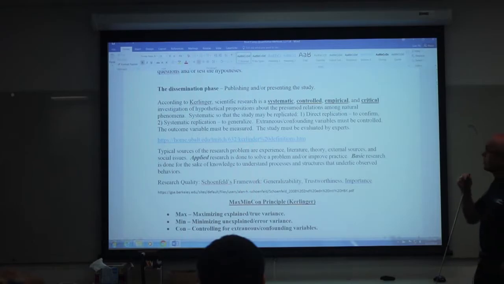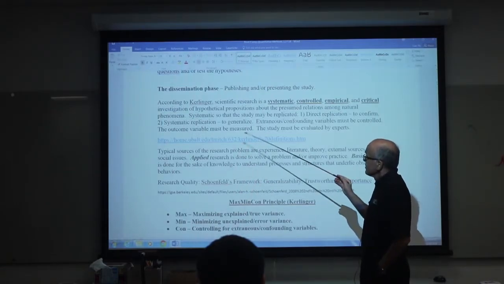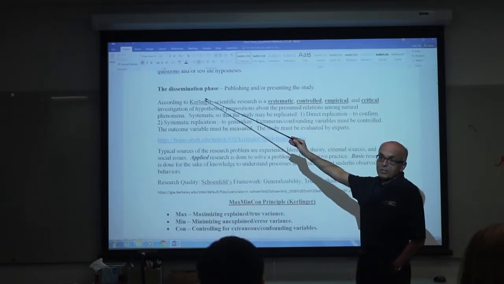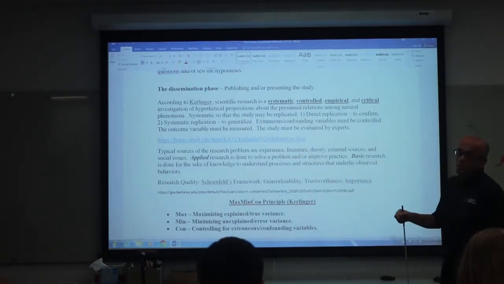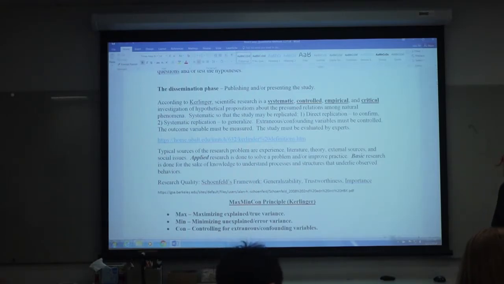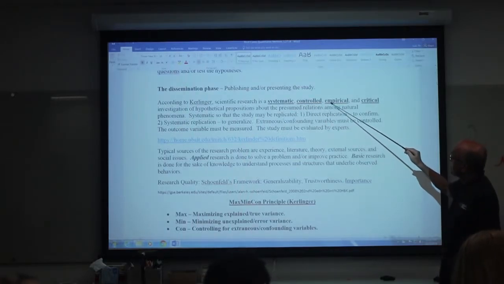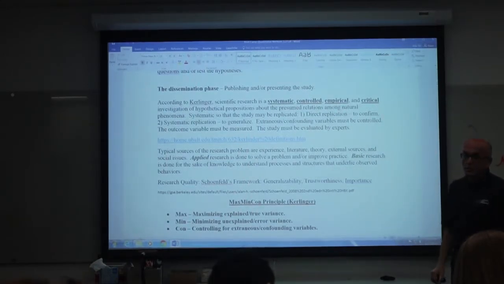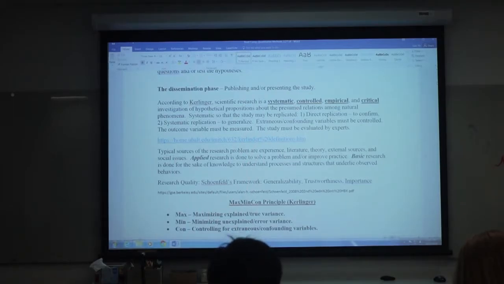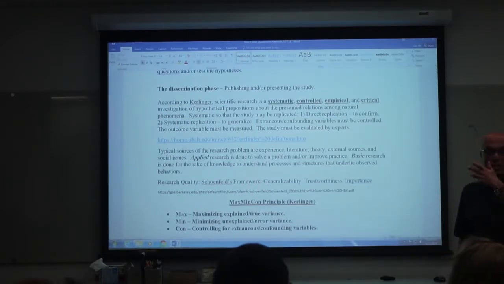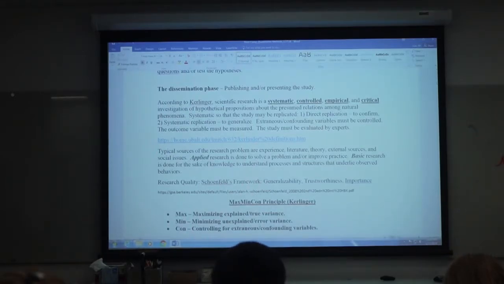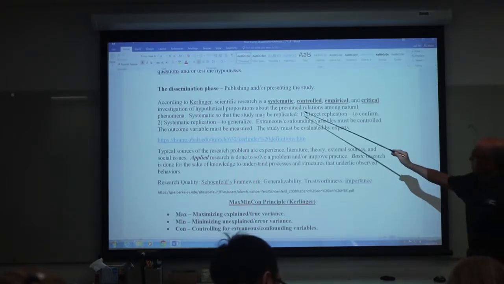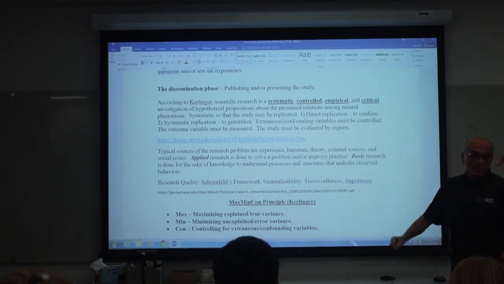Zillion years ago, when I was a doctoral student, we did lots of reading on Kerlinger. One thing I still remember after more than 30 years is what scientific research is. The four major characteristics of scientific research are being systematic, controlled, empirical, and critical. Systematic means it's a step-by-step process, and you document it. Why do we want the study to be systematic? So that the study can be replicated.